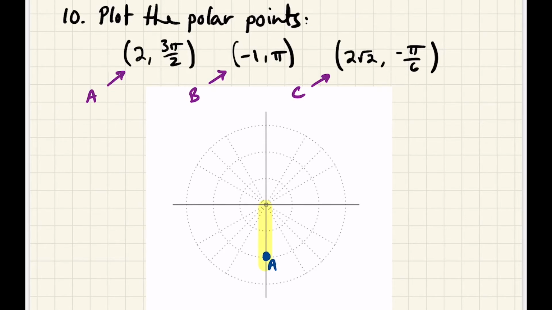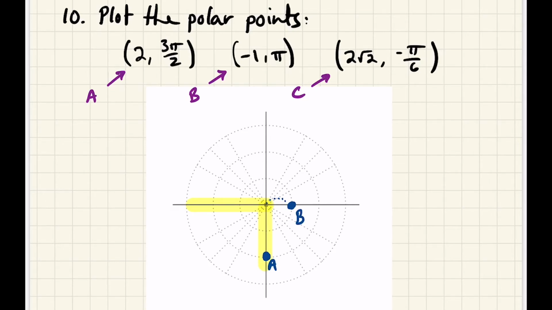For the point B, we are going to point ourselves in a direction of pi, which is this way. And pointed that way, we are now going to move -1 units from the origin. So that would actually have us jumping out to this point over here. So yes, that's what negative r values will do.